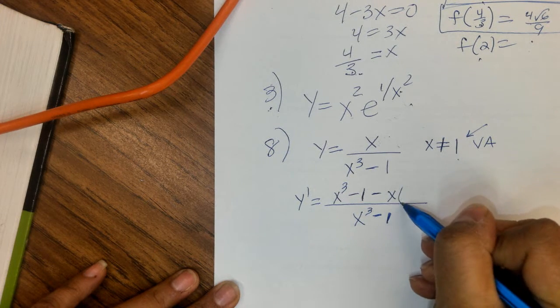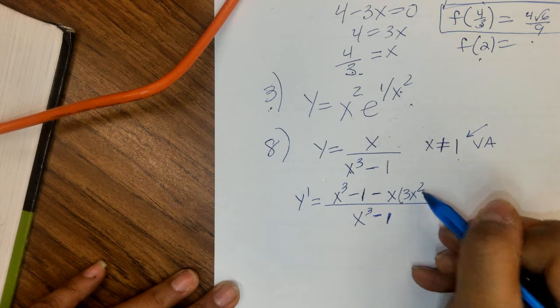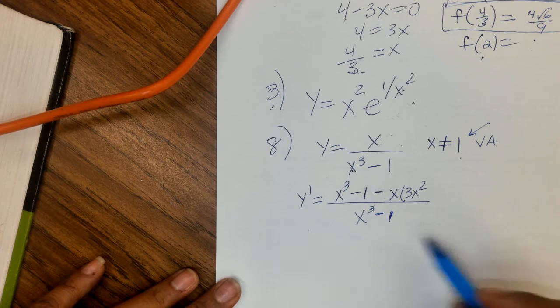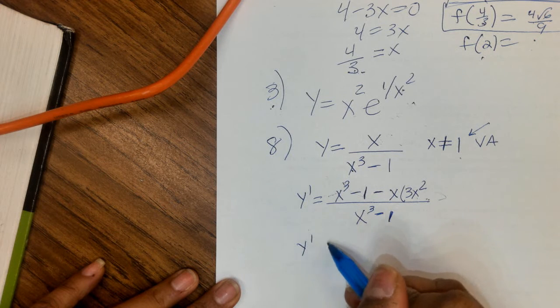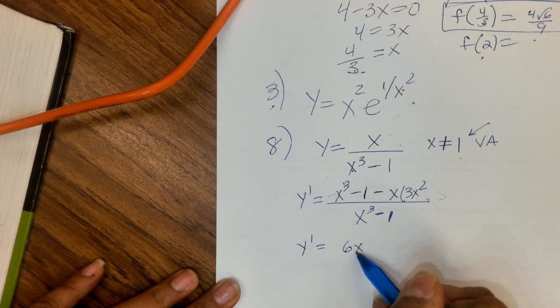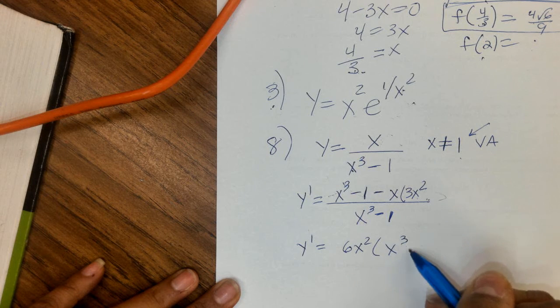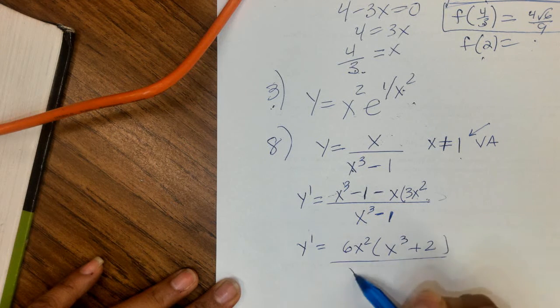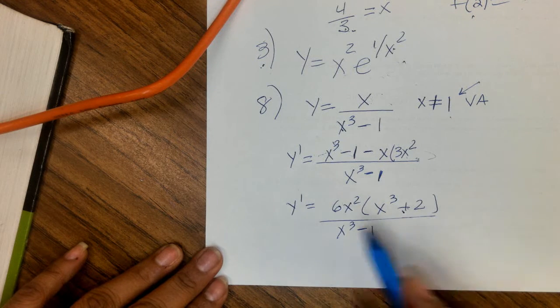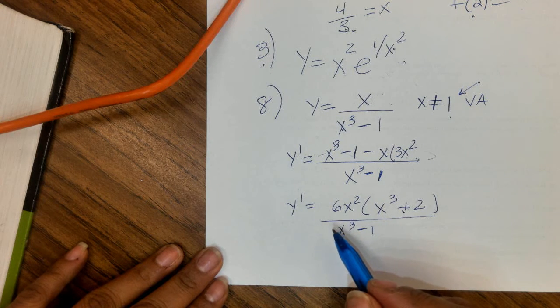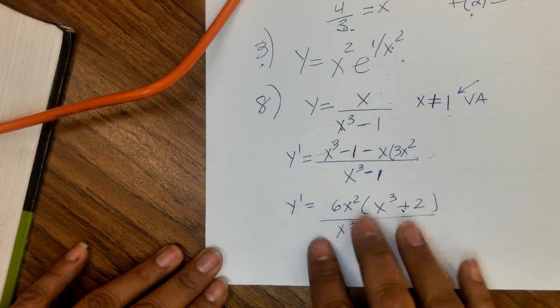X times, this is 3x squared. Okay, if I take the numerator and I simplify, I end up getting 6x squared times x cubed plus 2, and the denominator stays put. Okay, I'm going to put the derivative, the numerator, equal to 0. And when I put the numerator equal to 0, I apologize.